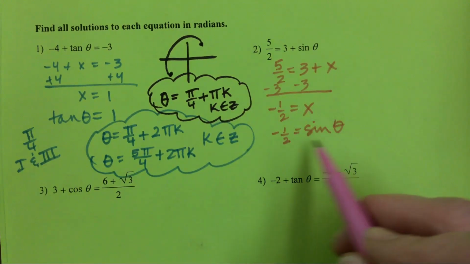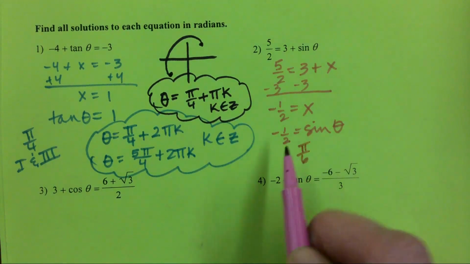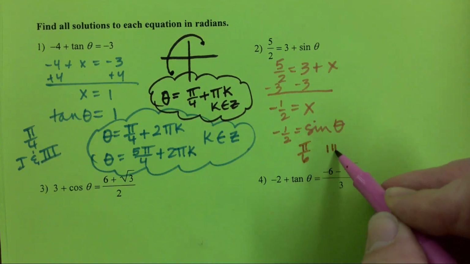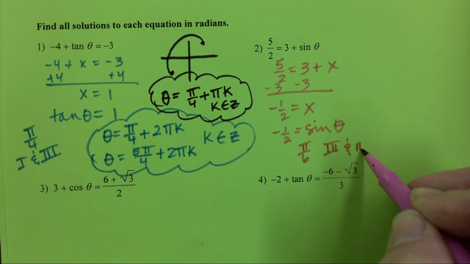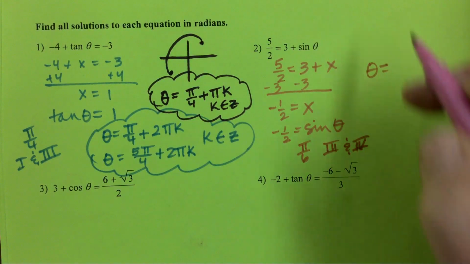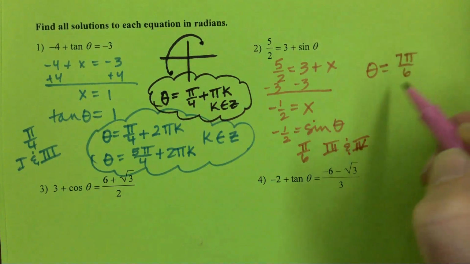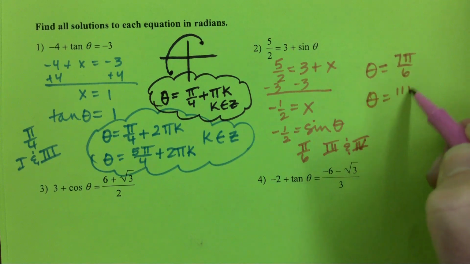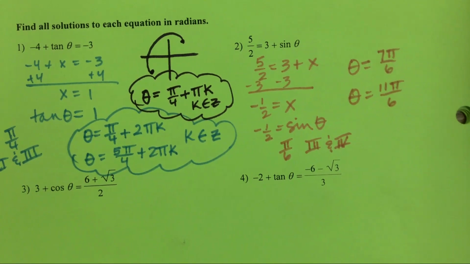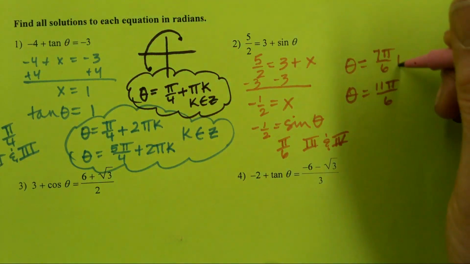So we kind of saw this before. When is the sine 1/2? Pi over 6. The difference is now it's negative. When is the sine negative? Third and fourth. So my theta is 7 pi over 6 and 11 pi over 6. And if this was with one lap around the unit circle, I would stop there. But because this is all solutions, I will add 2 pi k.